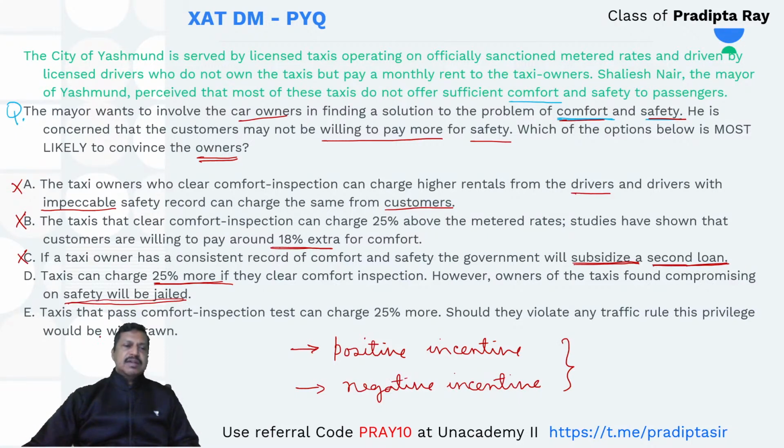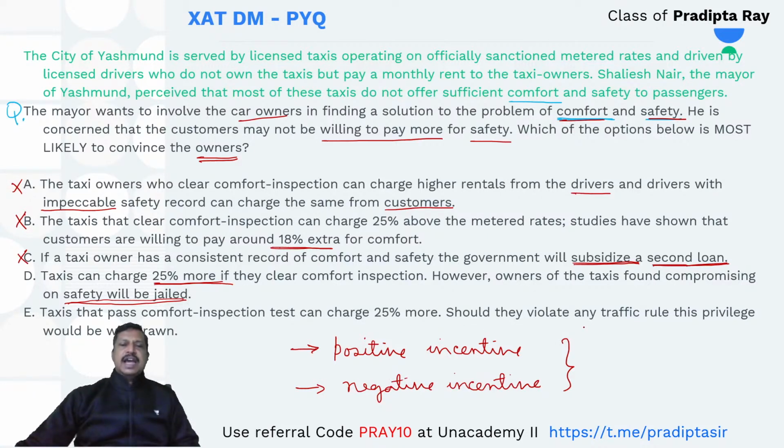But we need to check the option E also, right? Then we can find out, A, B, C we can rule out easily, right? Because it's out of the system. The taxis that pass the comfort inspection test can charge 25% more. That's okay. This is the same thing, right?